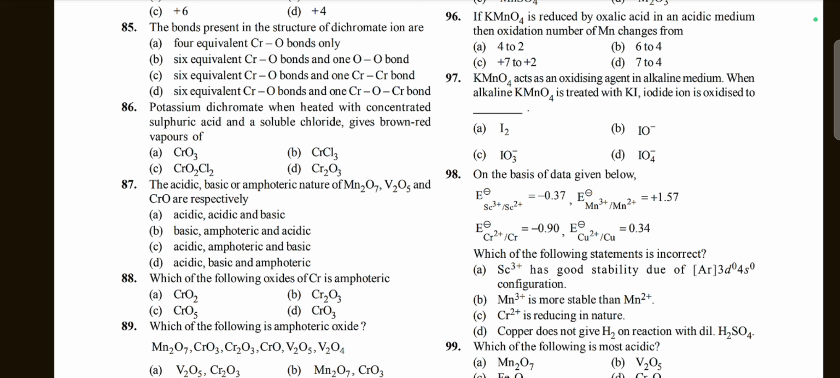The acidic, basic or amphoteric nature of Mn2O7, V2O5 and CrO are respectively... So Mn2O7 is acidic, V2O5 is amphoteric, and CrO is basic. So option C will be the answer.